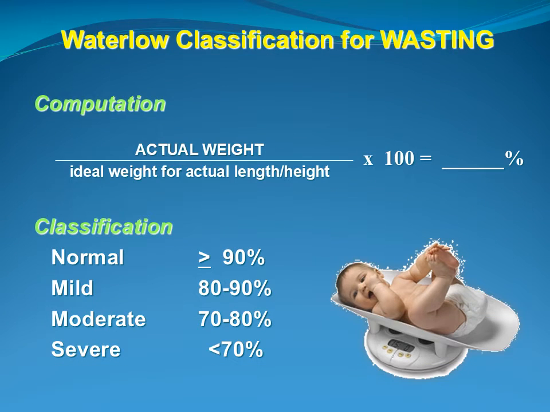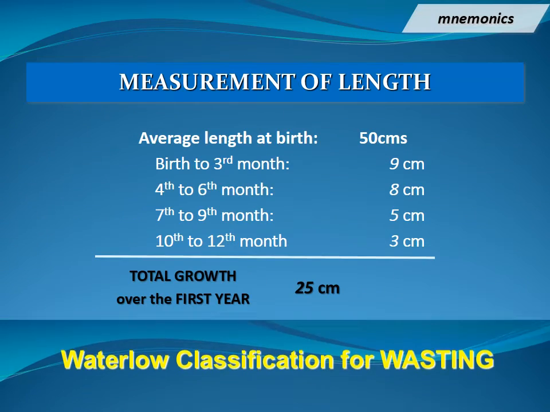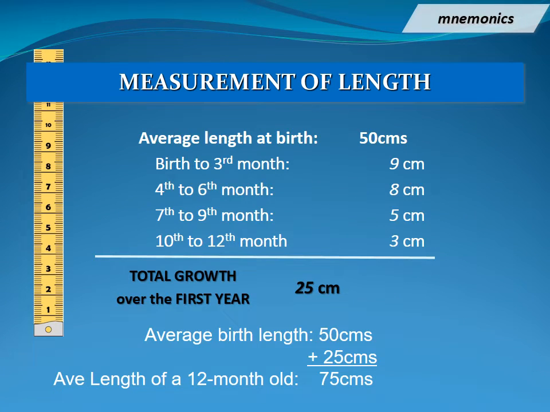Now we go to the computation for wasting. For wasting, we use the formula actual weight over the ideal weight for actual length or height times 100. Under this, we have the classification to determine whether the child is normal, mildly wasted, moderately wasted, or severely wasted. We now go to the measurement of length.